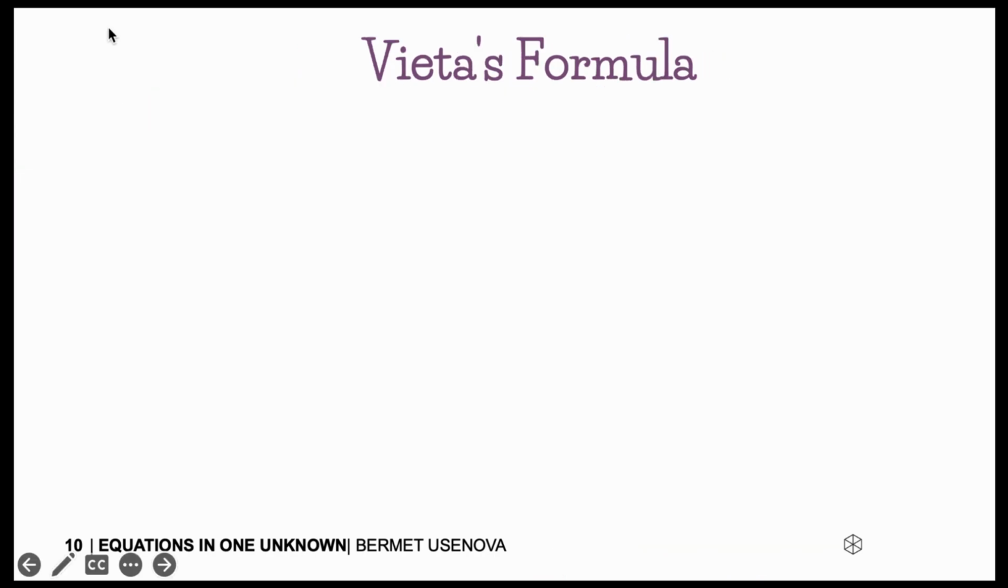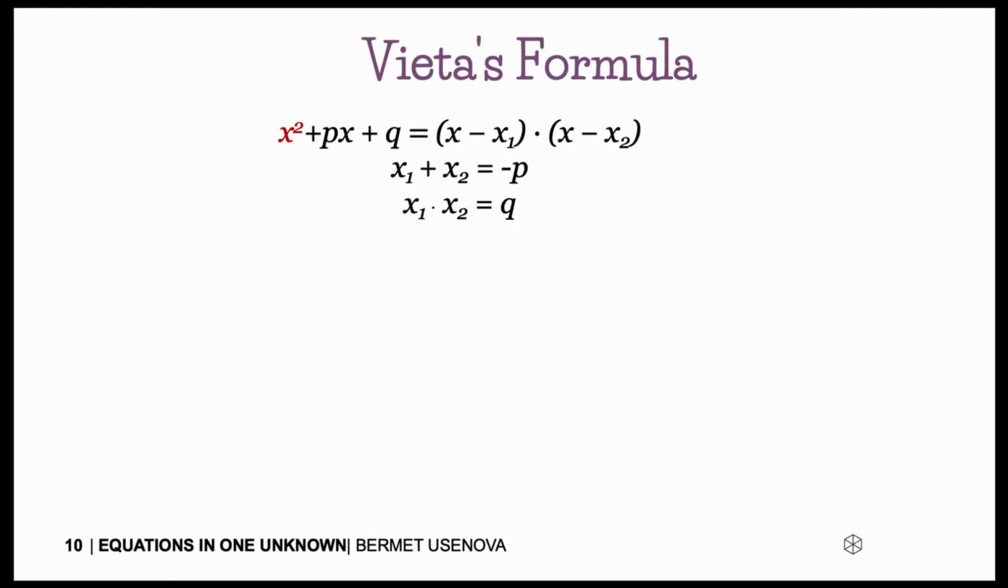One more way to solve a quadratic equation is by using Vieta's formula. The relationship between coefficients p and q and the solutions x1 and x2 can be described via Vieta's formula, which is the following. So the relationship between p and q and the roots, which are x1 and x2, can be described via this formula.